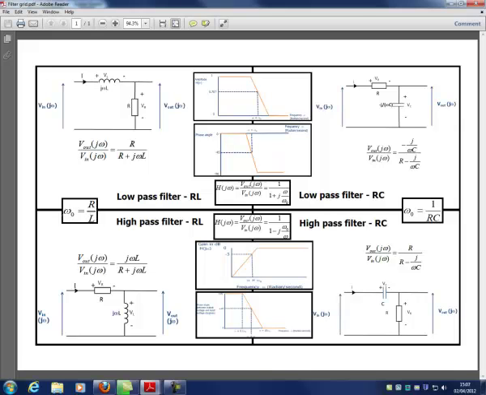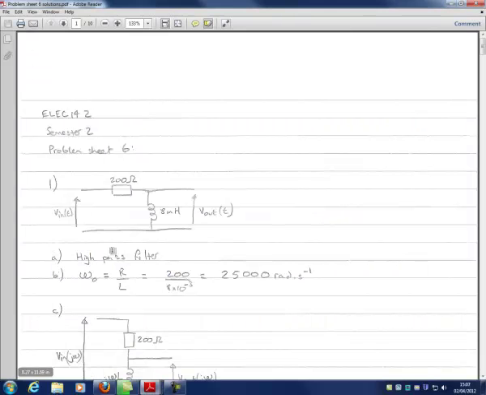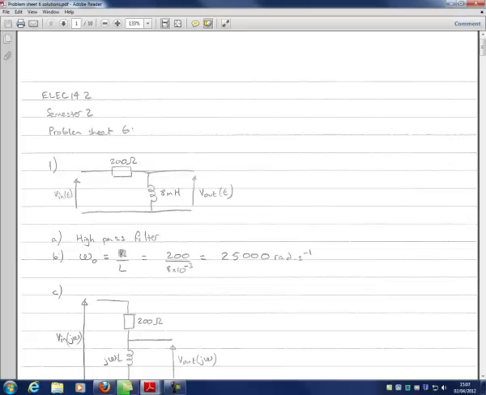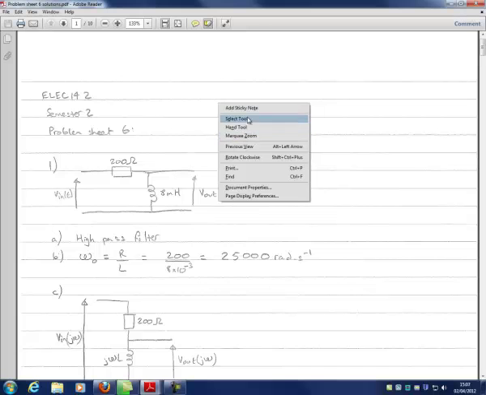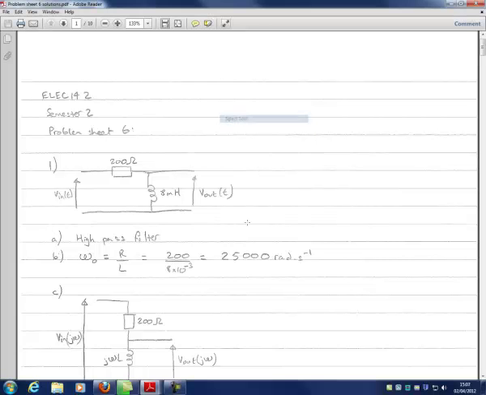So using this equation, let's calculate what that is. So omega naught is equal to R over L. If we just put our values in, we've got a 200 ohm resistor and an 8 millihenry inductor. If we put those values in, we get an answer of 25,000 radians per second is our cutoff frequency omega naught. And that's the answer to that.